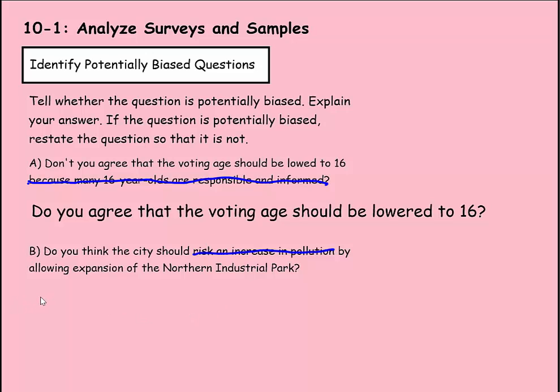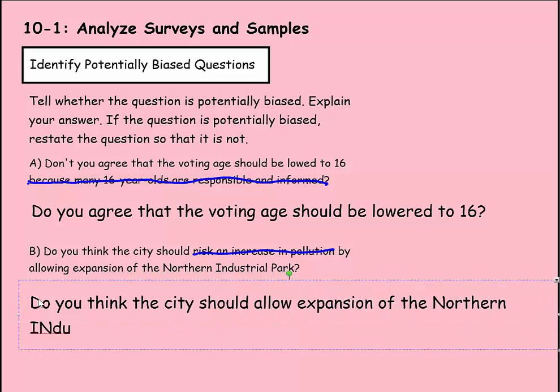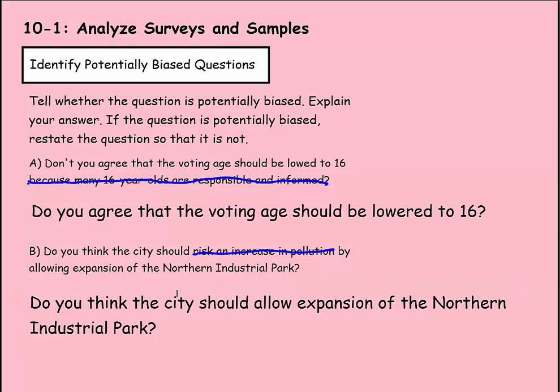And if we're going to rewrite this question, we're going to leave that part out. So we'd say, do you think the city should allow expansion of the Northern Industrial Park? And we'll leave it at that. We're not going to try to sway them with our question. Otherwise, we're not getting an honest answer. Usually people get swayed when questions are worded like this.